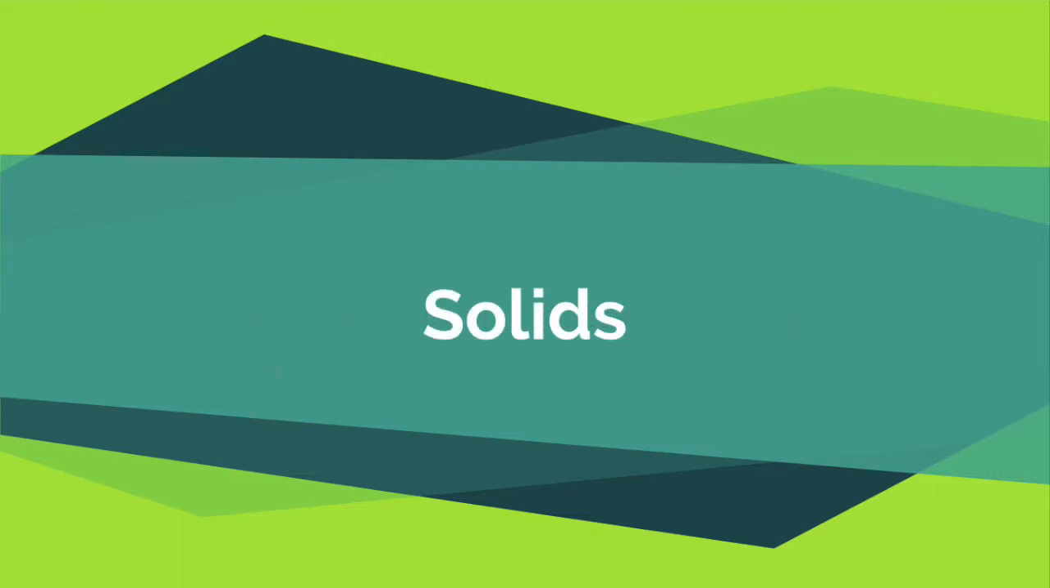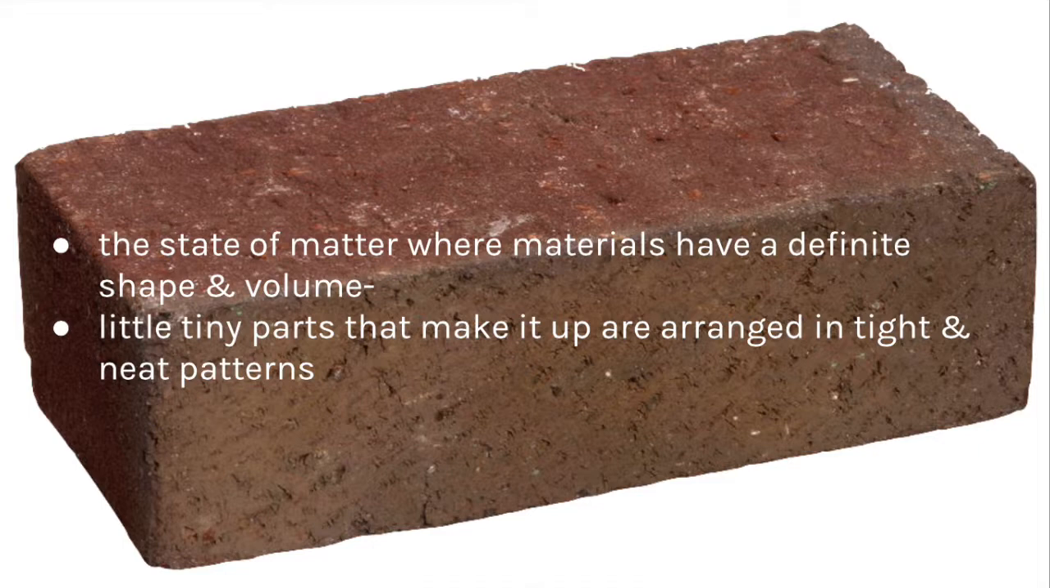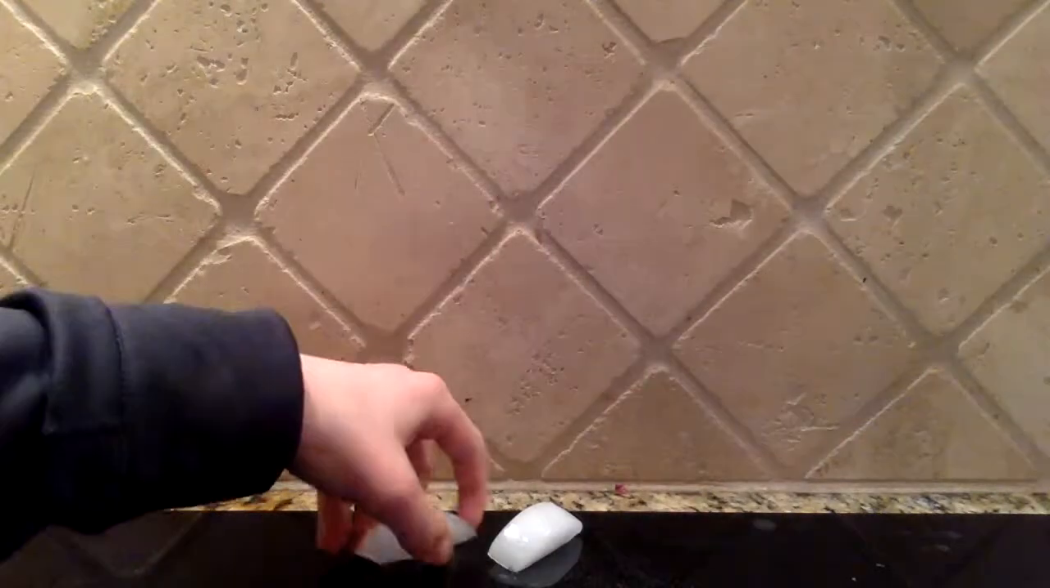So first we're going to start out with the solids. Solids are substances that have a definite shape and volume. That means that an object will always be the same shape and size unless it's changed. Some examples are bricks and ice. The ice you can see is very solid and stays the same shape as I move it.